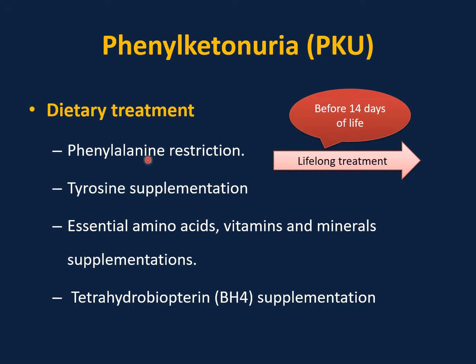The treatment should be started before 14 days of life. Monitoring of phenylalanine level during the neonatal period is recommended 1 to 2 times per week to keep the phenylalanine level between 2 to 6 milligram per deciliter, and at least once a month during childhood and adulthood. So the treatment is lifelong.